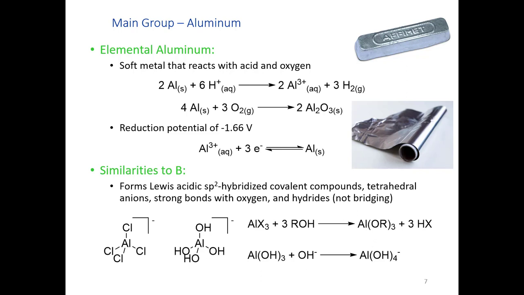Aluminum forms stronger bonds with oxygen than boron, though, because it is a harder acid, which means it forms weaker and more reactive bonds with softer Lewis bases like hydrides, carbon, and most halides.